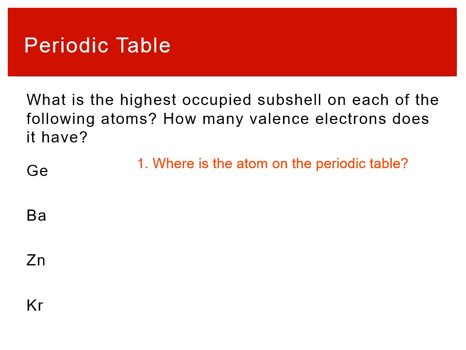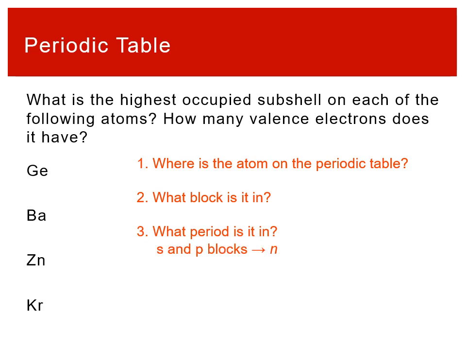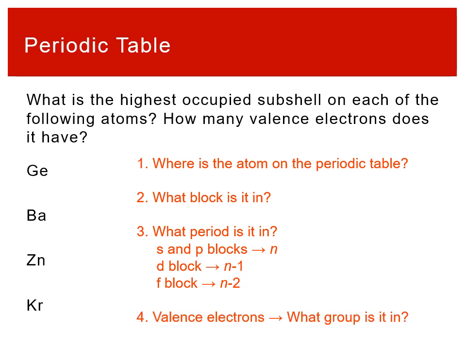Because the periodic table arrangement is based around electron configuration, if I ever want to know information about that, it's always just going to come from where it is in the periodic table. Then I can give information on what block it's in and what period it's in. The s and p blocks have some interpretations based on n, the period. And valence electrons are based around what group it's in.